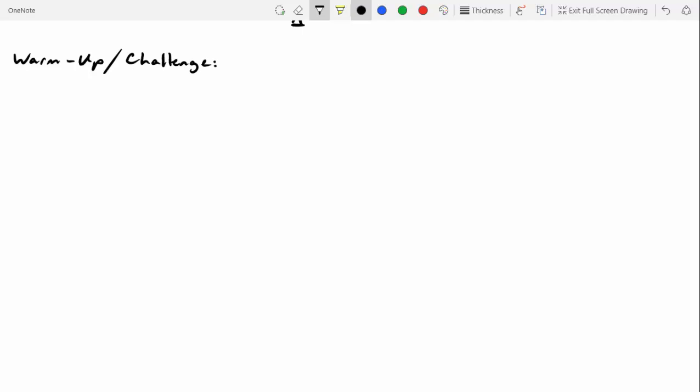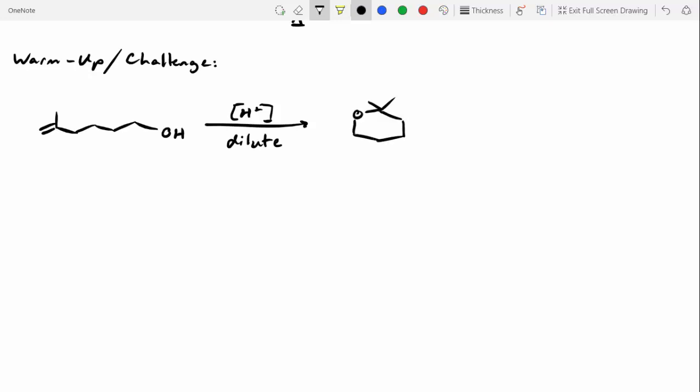And I want you guys to try to figure out the mechanism for this. I'll give you the product though. And we've got catalytic acid, so I'll put H plus in brackets. And this will be dilute. And our final product is actually a ring with two methyl groups coming off of it. So I want you to try to rationalize the mechanism for this acid catalyzed hydration reaction.